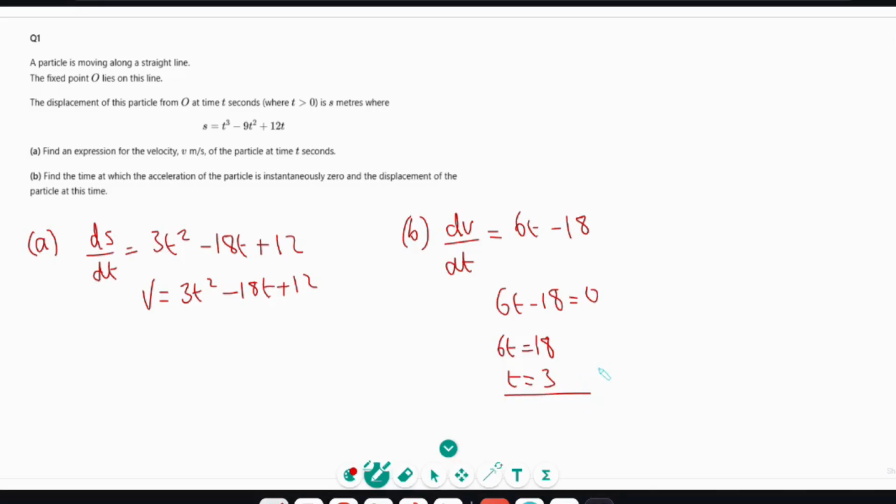But we don't want to know the t, we want to know the displacement. We need to put it in our displacement formula. So the displacement is negative 18. It's 18 meters from the start.